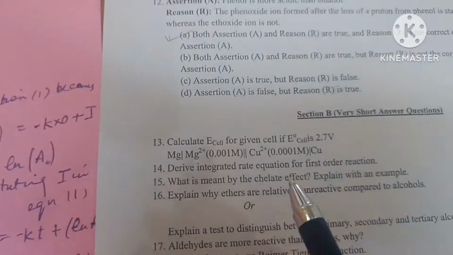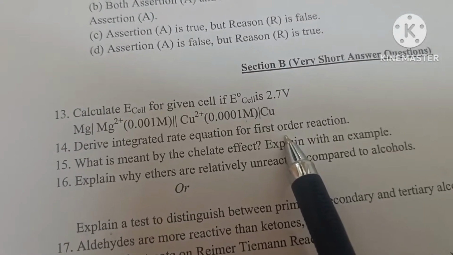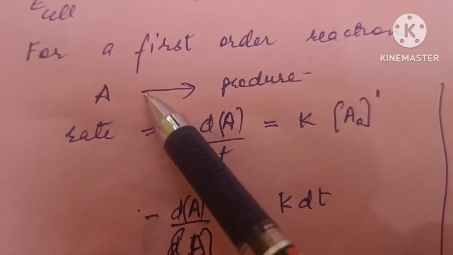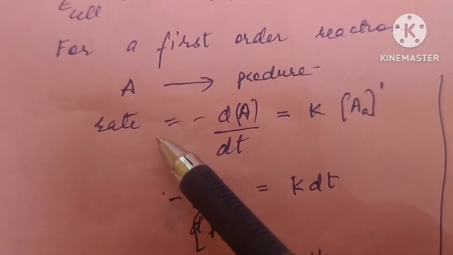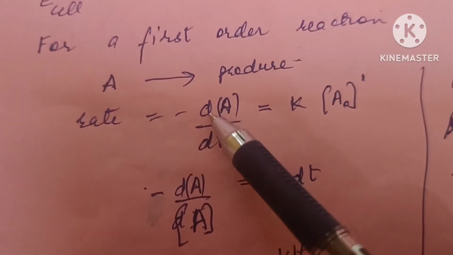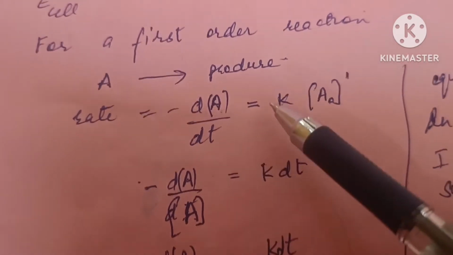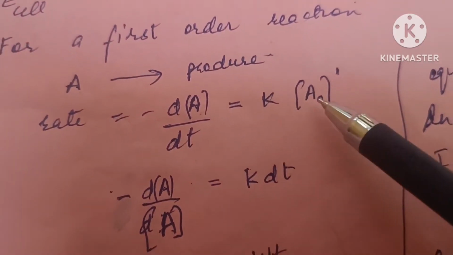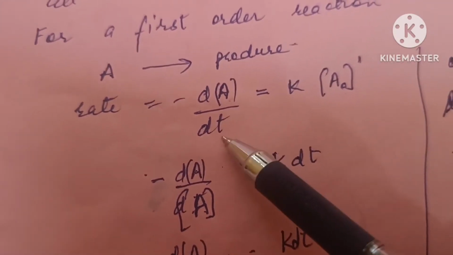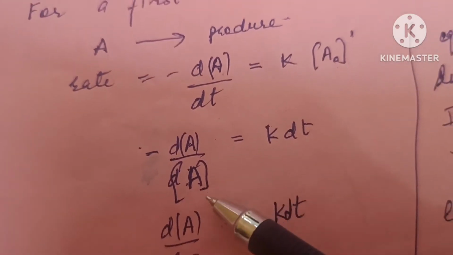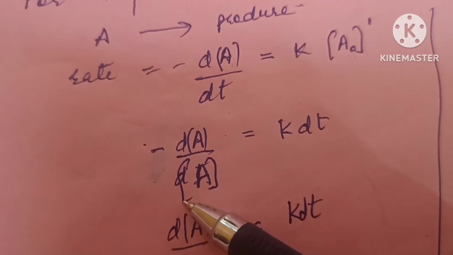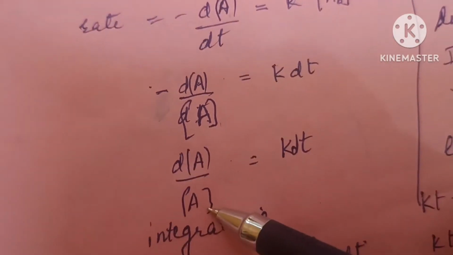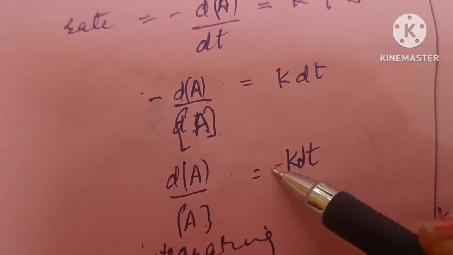Next question. Derive integrated rate equation for first order reaction. So for a first order reaction, the reactant A changes to product and the rate law equation is: rate, that is minus change in concentration of reactant with time, is equal to K into initial concentration raised to power 1. So K A naught. Now we take dt to this side and A naught to the other side, so we get minus dA upon A is equal to K dt, or dA upon A is equal to minus K dt.